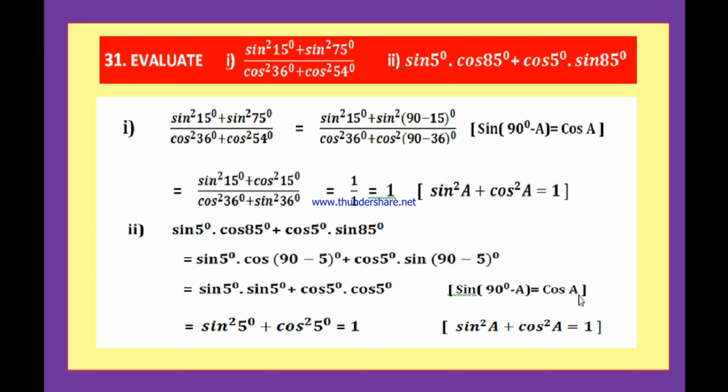Sin 90 minus a is equal to cos a and cos 90 minus a is equal to sin a. Sin 5 degrees into cos 90 minus a is sin a, plus cos 5 degrees into sin 90 minus a is cos a. This is sin a into sin a, that is sin 5 degrees into sin 5 degrees, sin square 5 degrees, plus cos 5 degrees into cos 5 degrees, cos square 5 degrees, which is in the form of sin square A plus cos square A. Sin square A plus cos square A value is 1. Therefore, this value is 1.